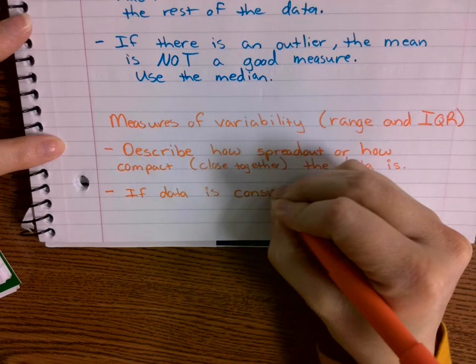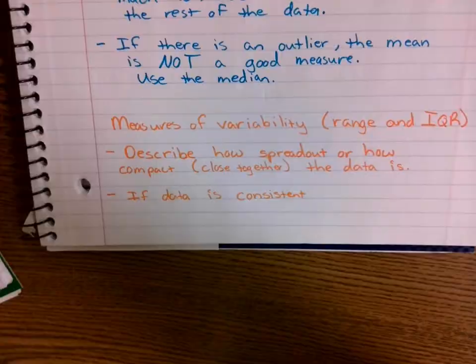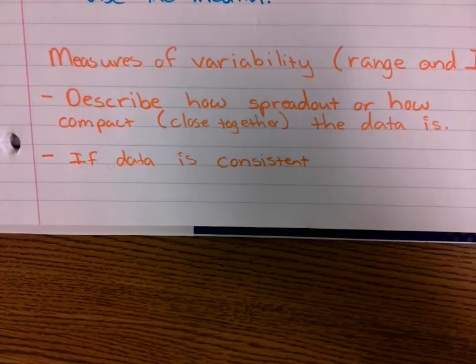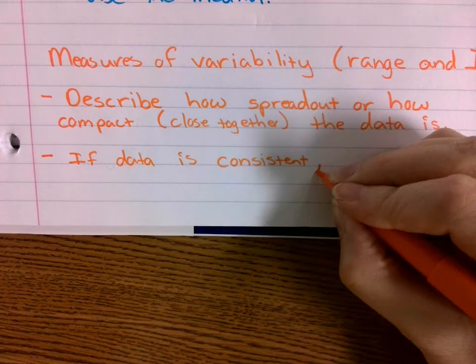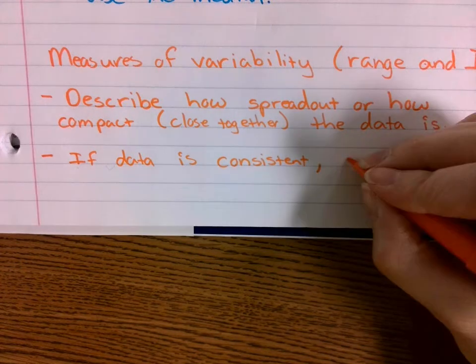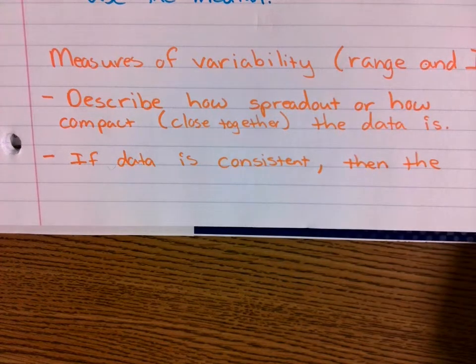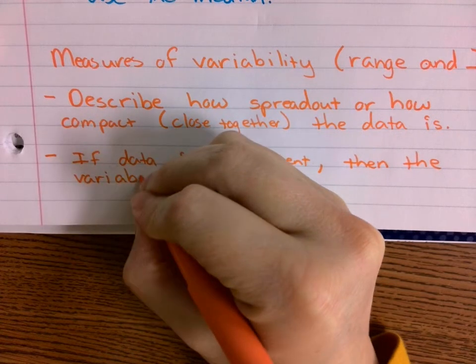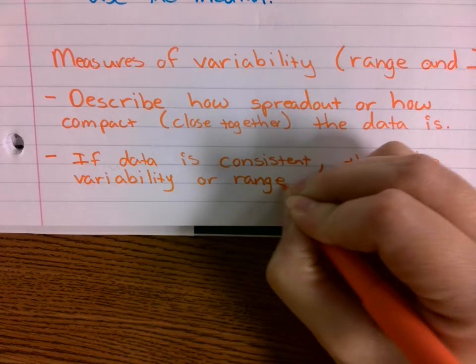okay, in order for something to get approved, when we're talking about things like vaccines, you have to have consistent results. In order for the results to be considered consistent, then that means your variability, or in this case, what we would call the range, has to be small. So if you are wanting consistency, then you need a small range or a small interquartile range.